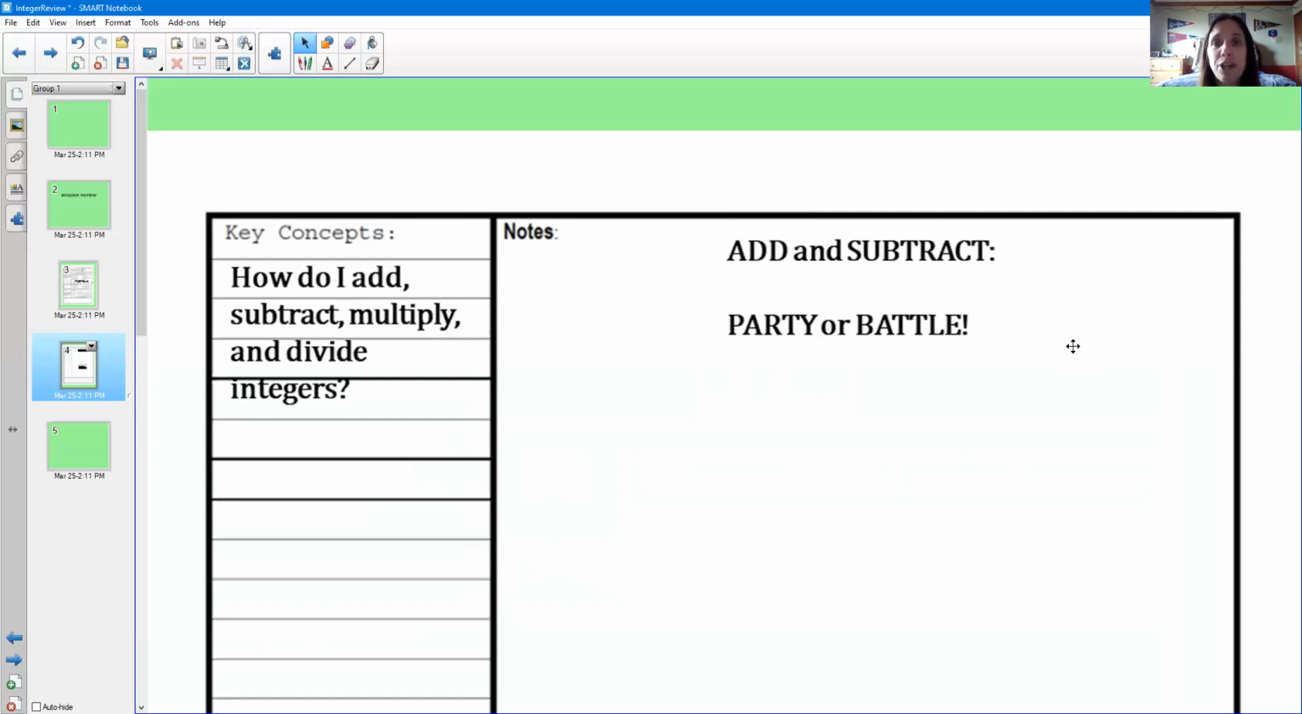And then how do we figure out if the answer is positive or negative? That's where absolute value comes in, right? Whoever has the greatest absolute value, we keep that sign. So let's look at a couple together. All right, so let's do -2 plus -4.